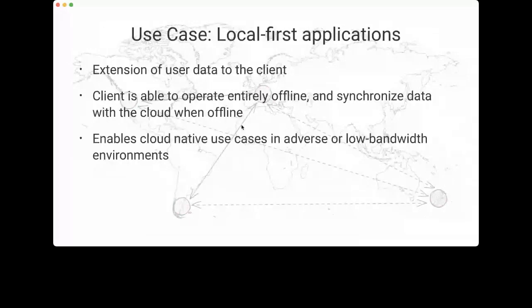Another use case here is going to be building out local first applications. And so really what a local first application is, is the extension of this user data out to the client, right? They're able to operate completely offline and then synchronize data back with your cloud when you come back online. And so building out this idea of edge native enables cloud native use cases in very adverse or low bandwidth environments, where you can come back online and merge your data with the whole, with guarantees that your system's always going to progress. You're not going to deal with rollbacks.